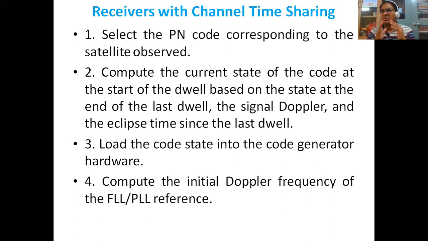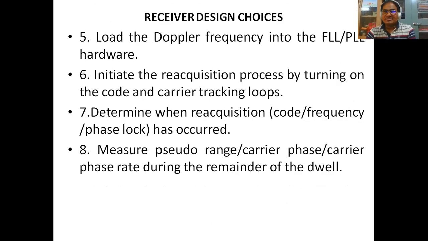Then the receiver, after knowing this, will load the code state into the code generator hardware. So every receiver will come with a code generator hardware. After knowing what type of code is used by the RF signal, the same type of code is generated in the local receiver. Then it will compute the initial Doppler frequency of the phase locked loop reference or frequency locked loop reference. Of course, you might have studied in your LICA subject about PLL and FLL. Then this will load the Doppler frequency into the PLL hardware.